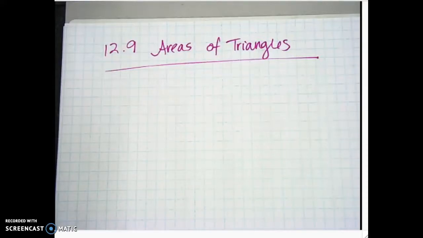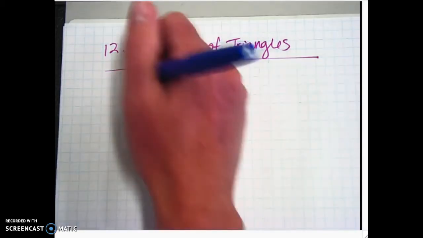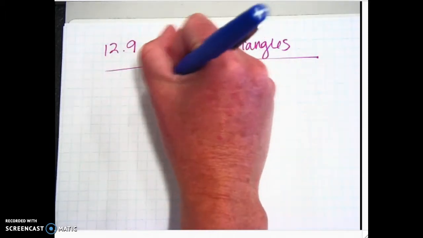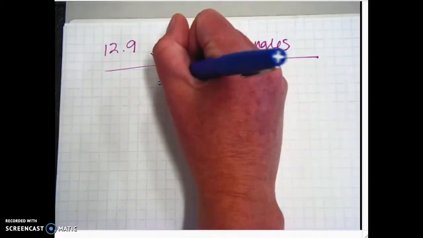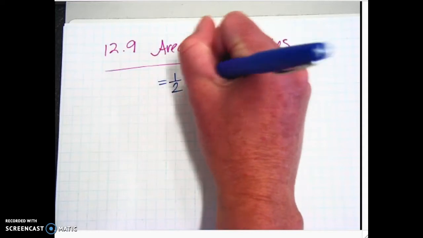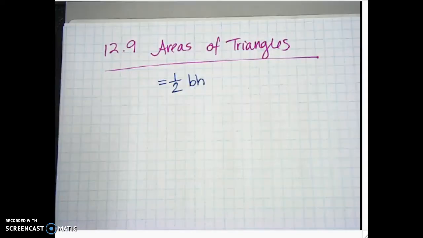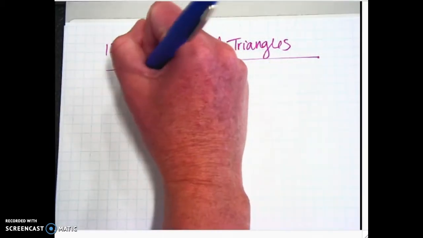So section 12.9 is called area of triangles. Most of you are like, oh yes, we learned area of triangles in geometry. It's super easy, right? Generally, the formula that you learn in geometry is base times height divided by 2, or 1/2 base times height, just depending on how. They're basically the same. Okay, so this is the geometry version.